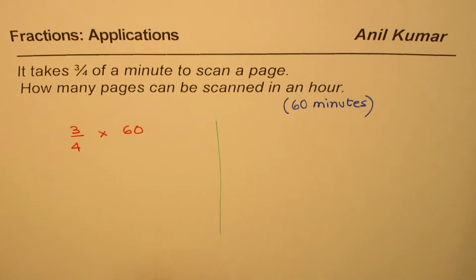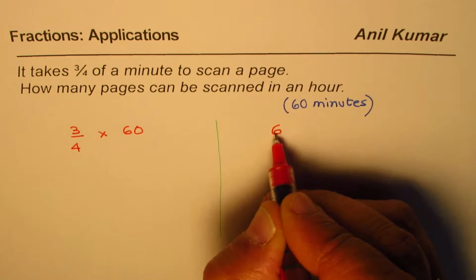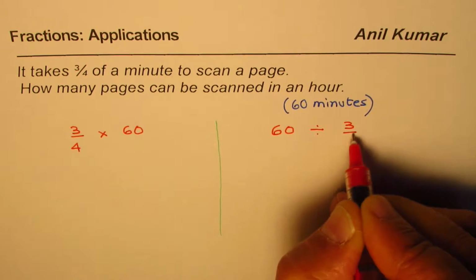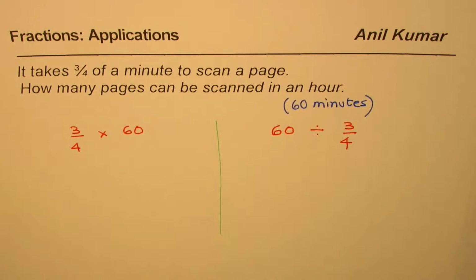It is one and the same thing, right? And some students will feel, no, it should be divided. It should be 60 divided by 3/4, right? Now, there is always a confusion. Which is the correct answer? Now, how do we find that? That's a big question.